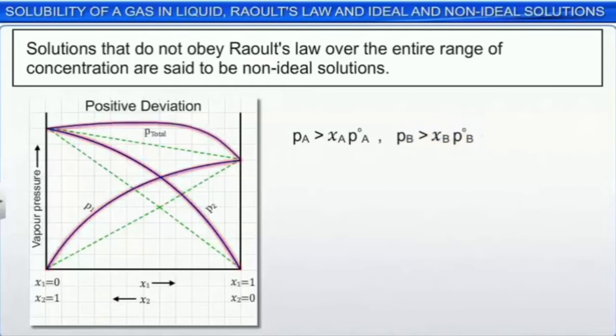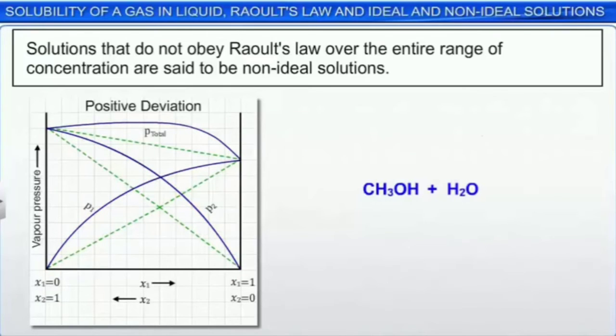For a positive deviation, delta H mixing is greater than zero and delta V mixing is also greater than zero. Methyl alcohol and water, carbon tetrachloride and chloroform are some other solutions that exhibit positive deviation from Raoult's law.